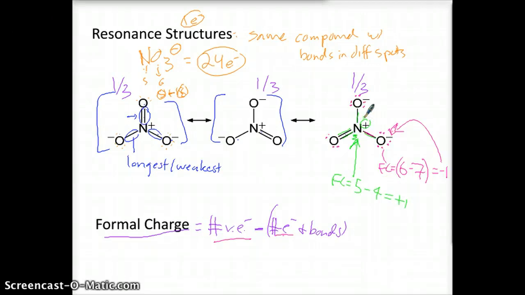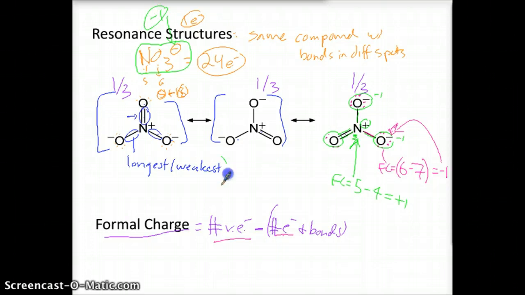If you add up all the formal charges, it better equal the overall charge on the compound. So nitrate has an overall charge of negative 1. So all the formal charges together better equal negative 1. So negative 1, negative 2, 0, so we're still at negative 2. Positive 1 gives us the negative 1 overall. So that's how we can check if our structures are drawn correctly.